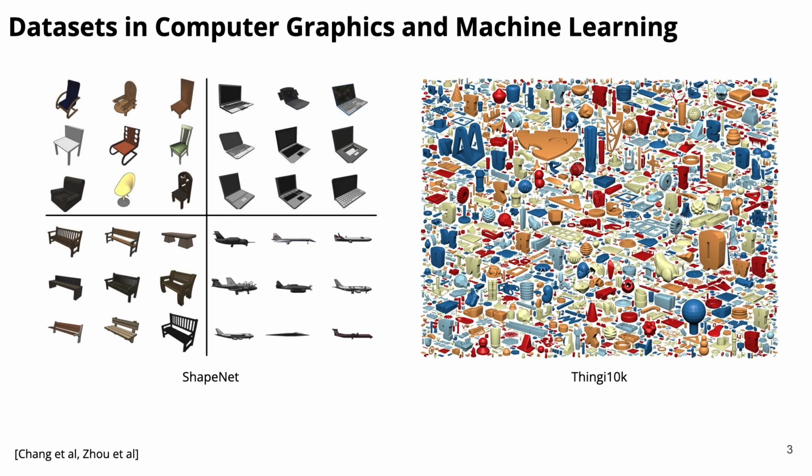Recently, we see a trend where computer graphics and machine learning are increasingly intersecting. Datasets like ShapeNet and Thingi10K have proved to be valuable datasets which have made immense impact in graphics and machine learning.